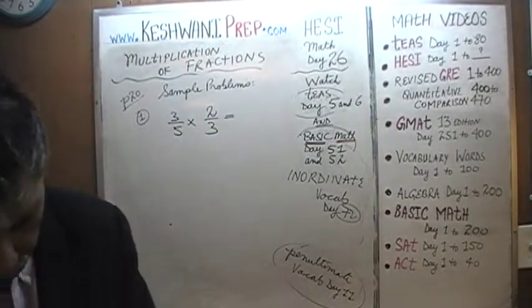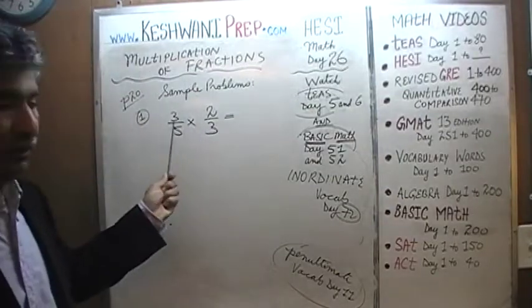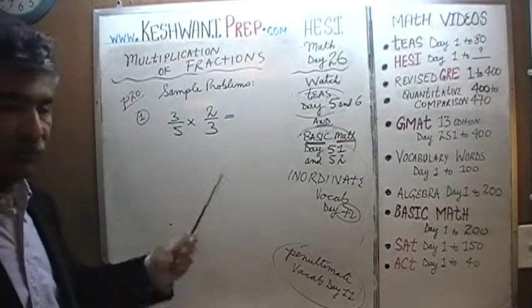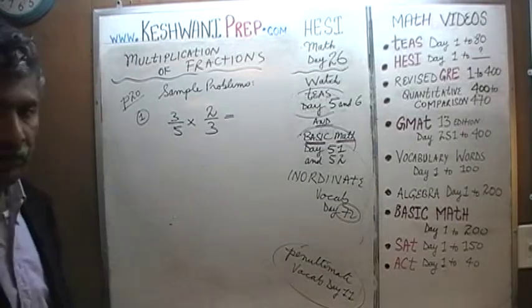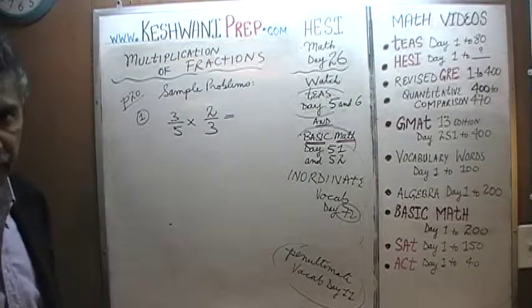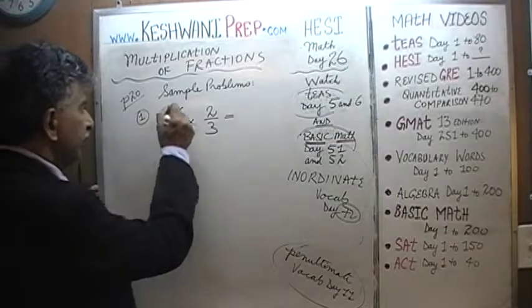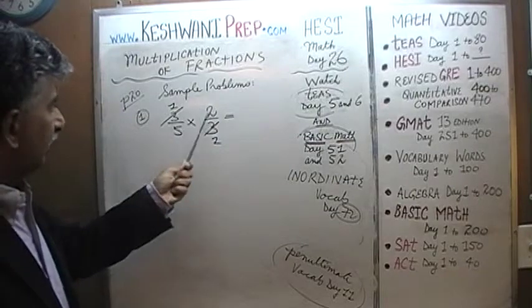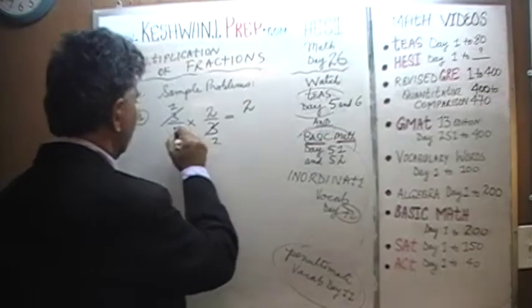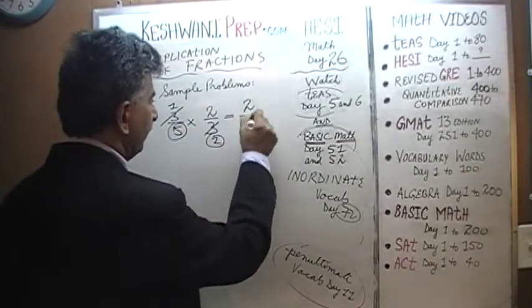3/5 times 2/3. Do not start multiplying out the top and the bottom right away. See if you can reduce something. See if you can cancel out something. We see 3 on the top. We see 3 on the bottom. Let's divide top and bottom by 3. Divide top by 3, the 3 disappears, becomes 1. This 3 disappears, becomes 1. And that's it. It's just 1 times 2, which is 2, and 5 times 1 is just 5. The answer is 2/5.